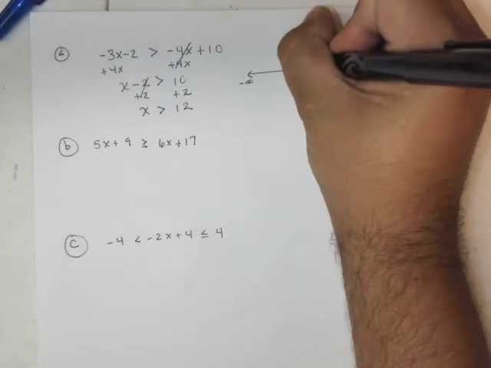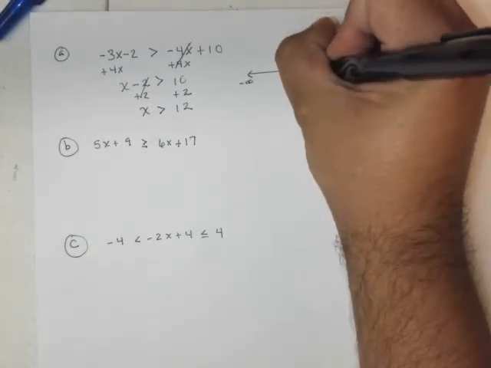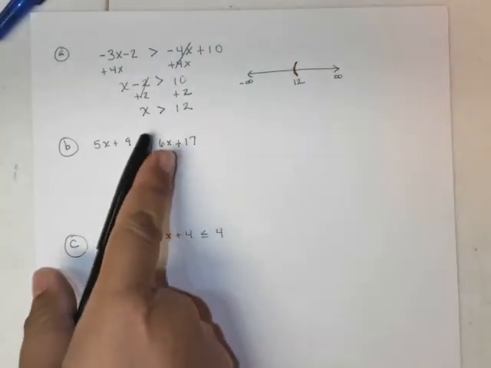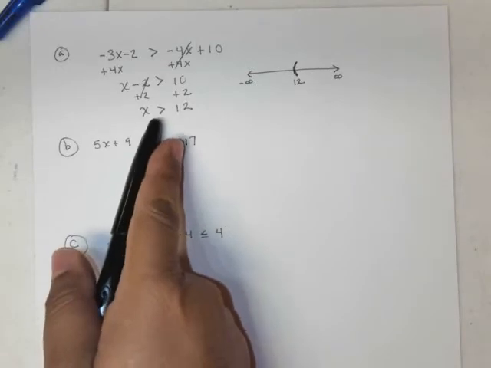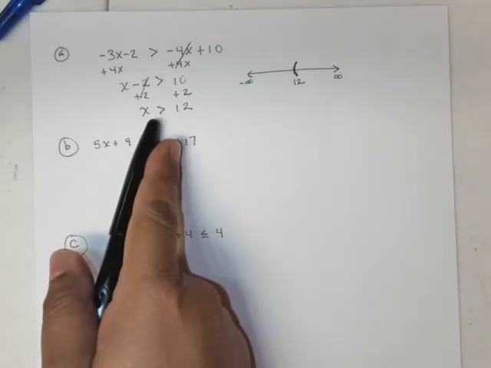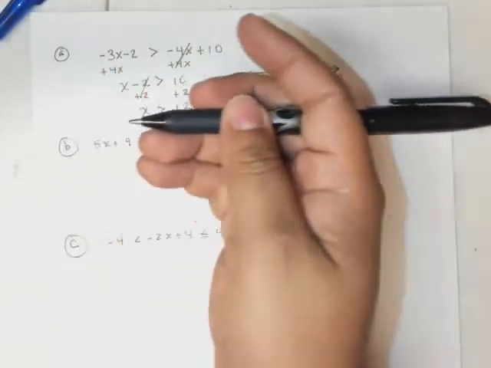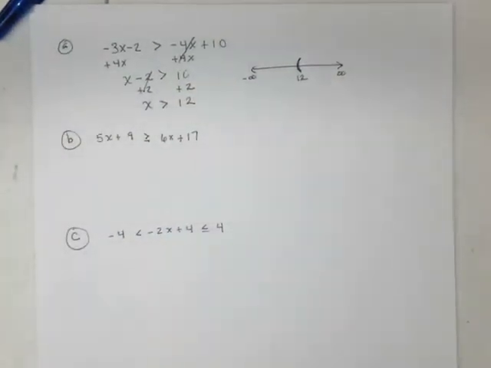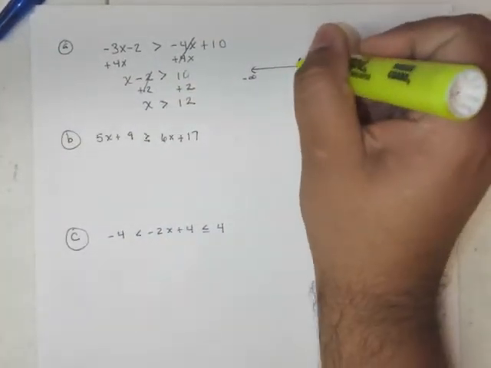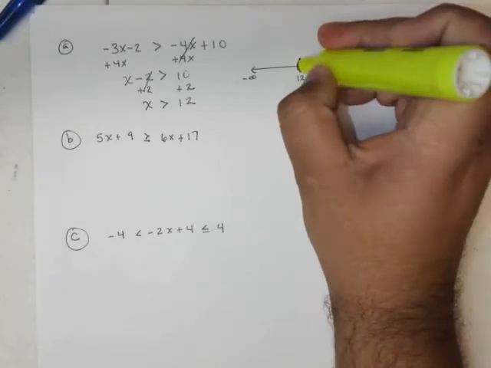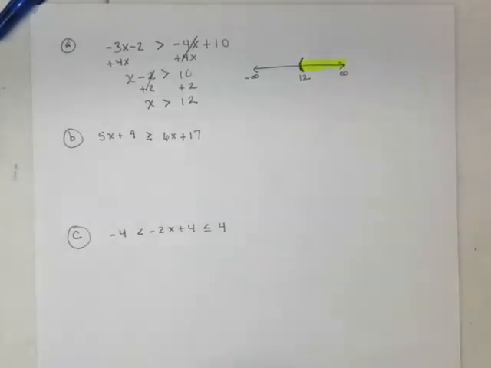So when we're not including, we use a parentheses like this. And notice the arrowhead here. Which way is it telling us to shade? Well, it's pointing this way, to the right. So we're going to shade to the right. Okay? We're going to shade to the right, just like this.